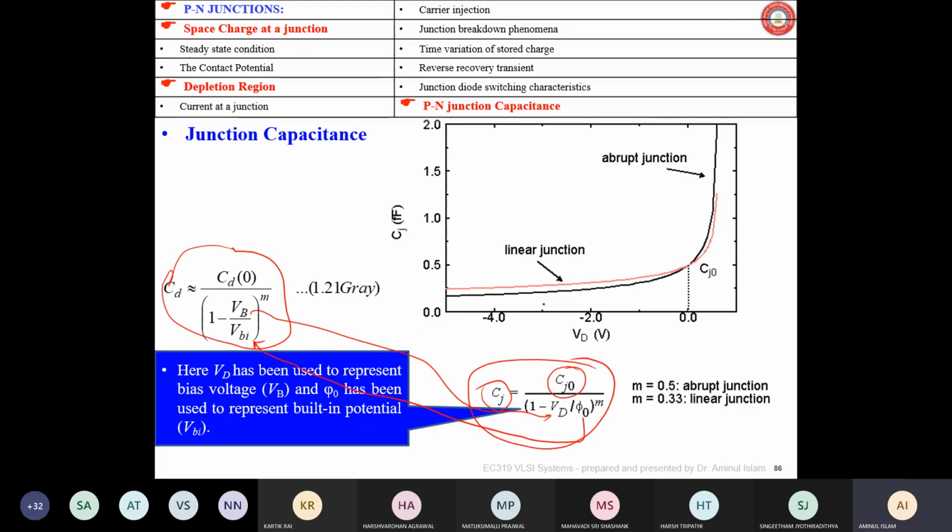And this is the plot we are talking about. In linear, this is the red plot, linear junction, and the black one is abrupt junction. M equals 0.5 in abrupt junction and 0.33 in linear junction. The equation is the same, only thing we have changed is VD written instead of VB. You can say diode voltage. And phi 0 is written instead of Vbi. The rest remains the same. Author to author the notation varies, so that is the difference you are finding here.